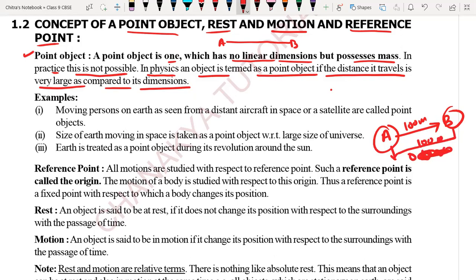Example: a person moving on Earth, as seen from a distant aircraft in space or a satellite, is called a point object. Suppose here we have the Earth's surface, and an object or person is moving from here to here. If we observe that object from a very large distance in space, then that person, moving from one point to another, is considered a point object from a very large distance. Understood everyone?